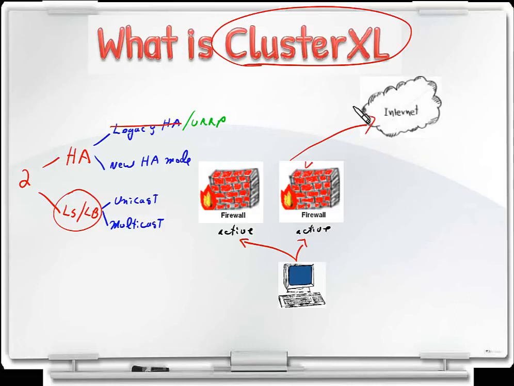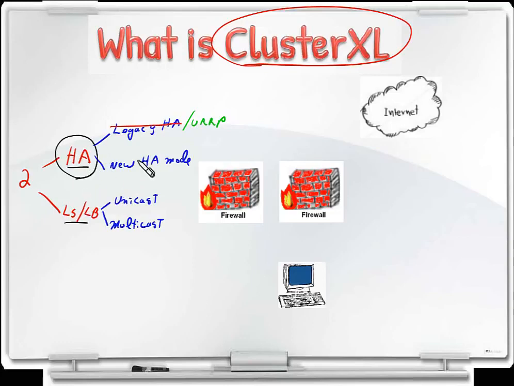So you have load distribution because you actually have 2 or more machines in the cluster processing connections at the same time. And so just to summarize, we have 2 Cluster XL methods, the high availability method and the load balancing load sharing method. For high availability, there are 2 modes: the legacy mode, which has been discontinued, and the new high availability mode, which is an active standby solution. And the Unicast and multicast modes are both active solutions.